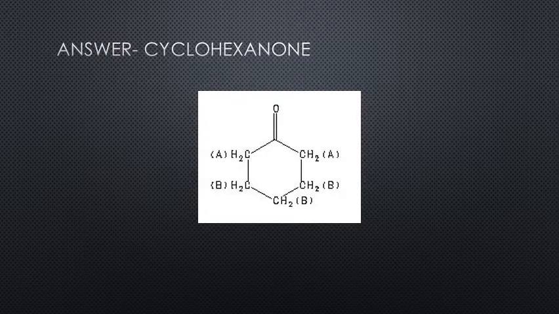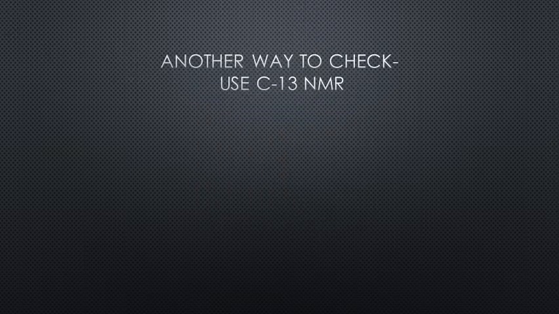And as you can see on the graphic there, it already labels different environments for us. But let's say you didn't automatically know what the structure was, and what would be a great way to check it would be to use carbon-13 NMR. Now, carbon-13 NMR is pretty similar to proton NMR, except for instead of using hydrogen protons, it uses carbon-13 isotopes, which take a lot less energy to induce the spin states in.